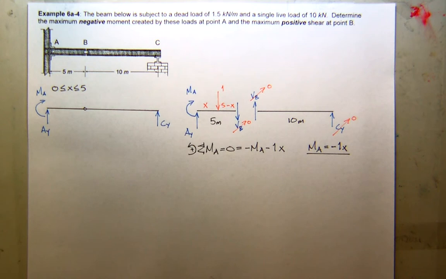Why are we using the dead and live load instead? We'll have that, that's the application part. The first thing we're doing is drawing the influence line for the moment at A.